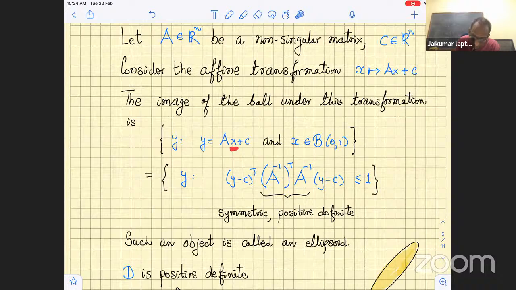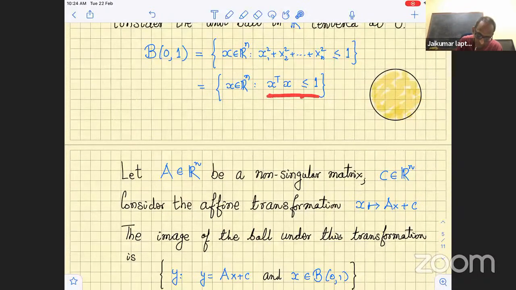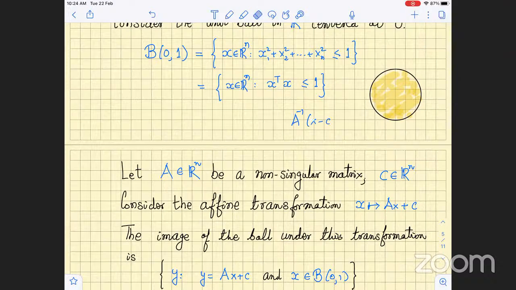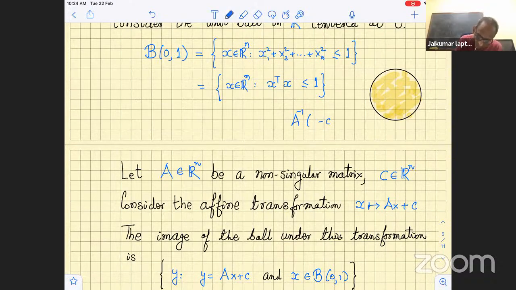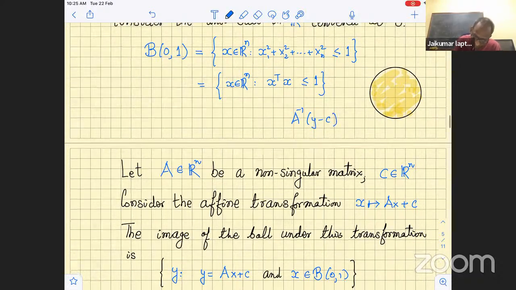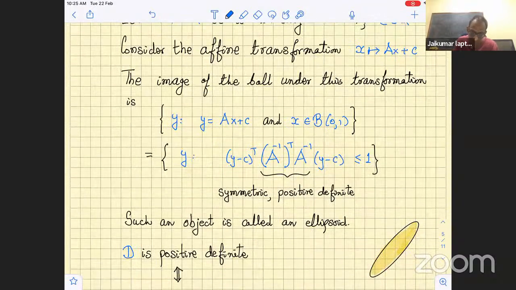Here we have added this extra variable x. We can eliminate x. So we write x as A inverse (y minus c). Now you substitute this value for x here. So for x, what do we substitute? A inverse (y minus c). Yeah, that's why I write everything in advance. So A inverse (y minus c). Now if you substitute here, you will get this.